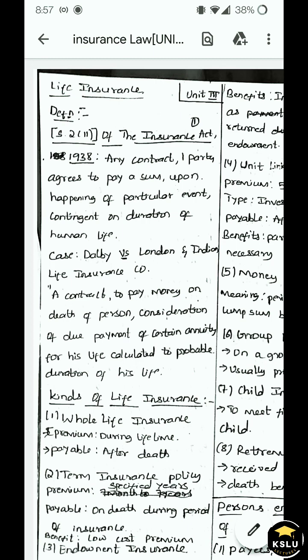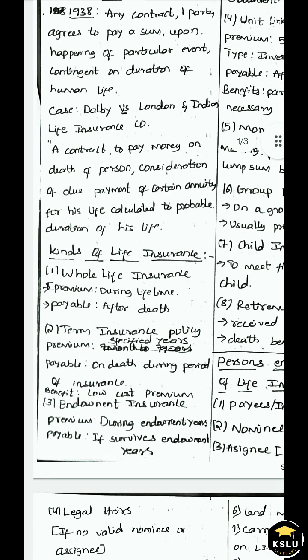Kinds of life insurance. The first is whole life insurance. In whole life insurance, the insured pays his premium for his entire lifetime. The period of insurance is for the insured's entire lifetime, and the policy matures only after the death of the insured. When the insured dies, the policy automatically matures and the claim will be given to the beneficiaries or the relatives of the insured.